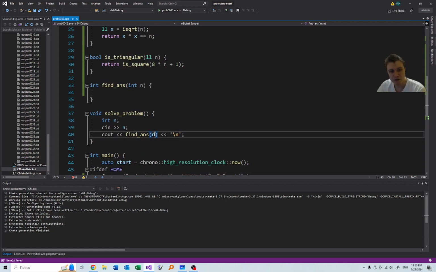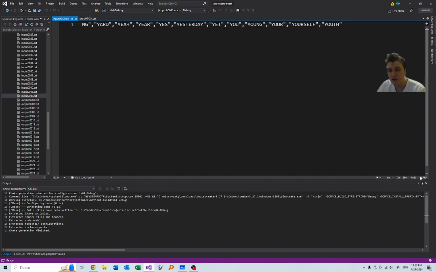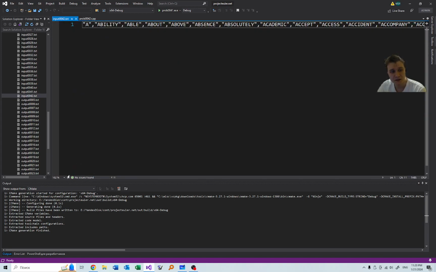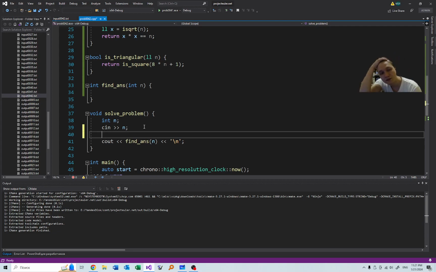Finally, let's go through all words. To do that, we would like to look at them. So they look as a list of words separated by comma, and there are also quotes. Let's do it.